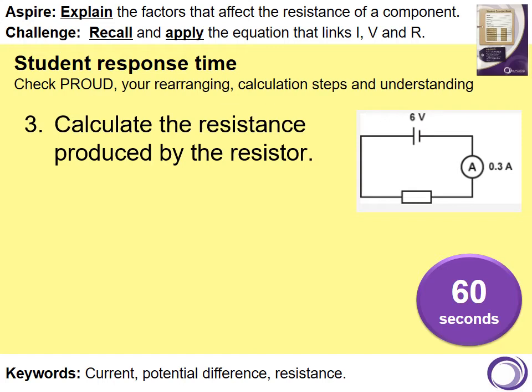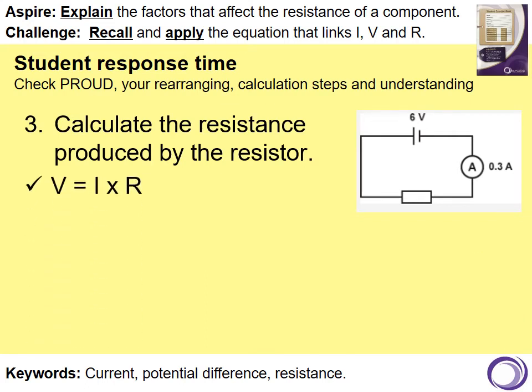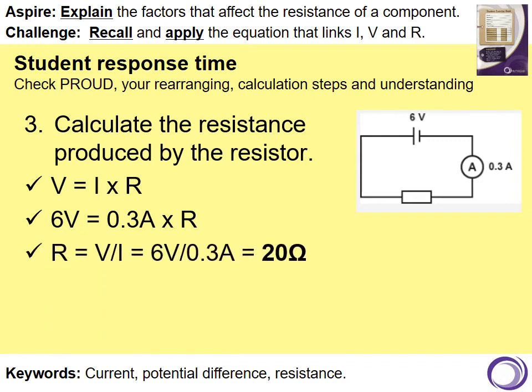Okay, let's see how we've got on. So we know the equation V equals IR. We've got voltage and we've got current, which leaves R as the unknown. We'll need to rearrange the equation in order to make R the subject. R equals V divided by I, which is 6 divided by 0.3, which gives us a resistance of 20 ohms.